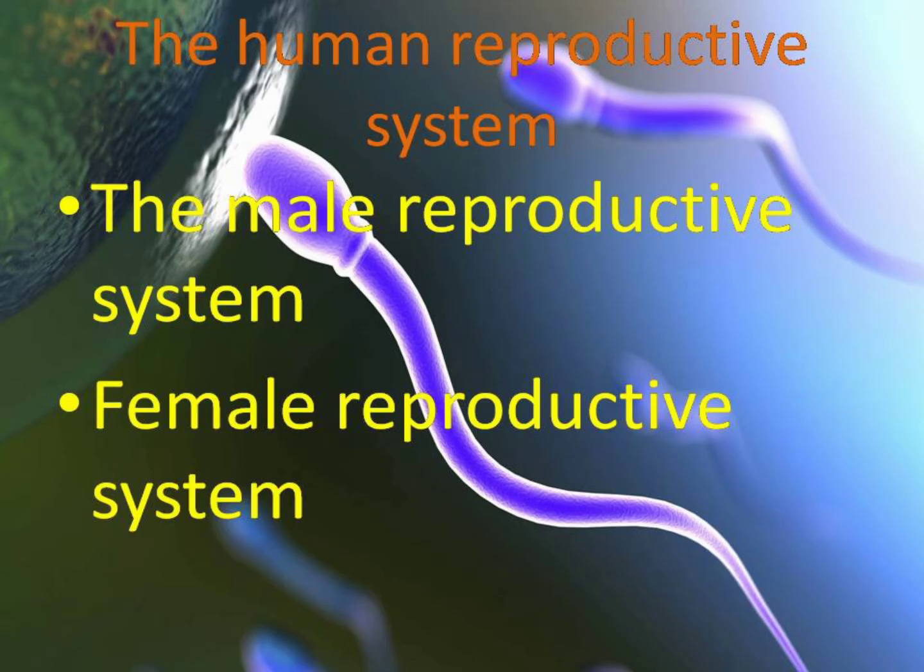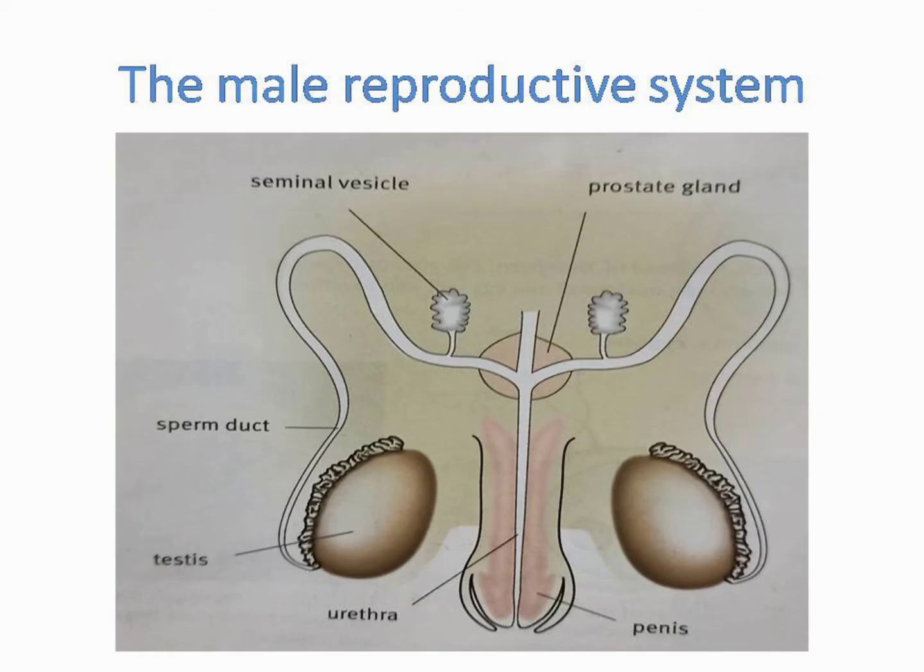Our next topic is the human reproductive system. Here we have the male reproductive system and the female reproductive system. The male reproductive system. It consists of a number of sex organs that play a role in the process of human reproduction. These organs are located on the outside of the body and within the pelvis. The diagram shows the male reproductive system.